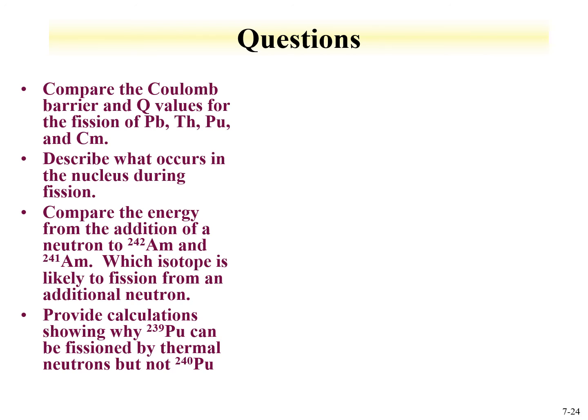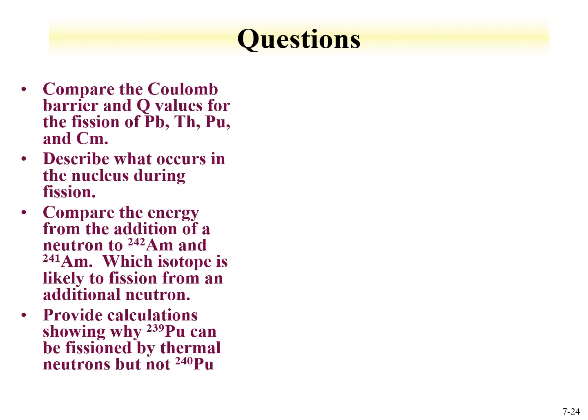You can also compare energy from the addition of a neutron of two isotopes, for instance in this case americium-242 and americium-241. Which isotope is likely to fission from the addition of a neutron? That's actually a separate question. We know that neutron-induced fission is prominent with odd number of neutron isotopes. Americium has an odd number of protons, so americium-242 has an odd number of neutrons. We would expect that this would have a more likely fission due to the addition of a neutron.